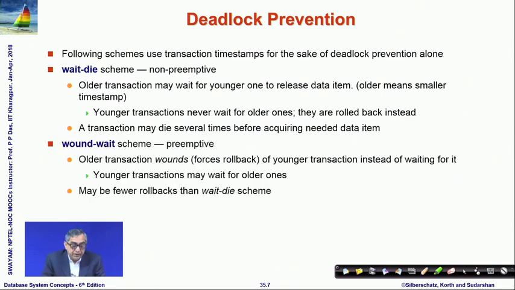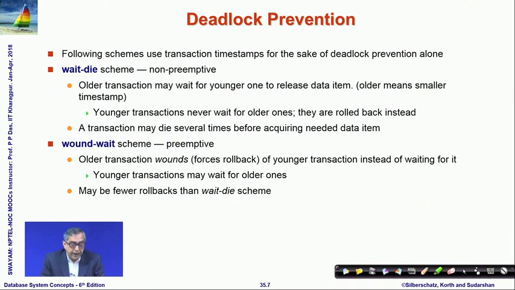The other is a preemptive scheme, which is called the wound-wait scheme, where the older transaction forces a rollback of the younger transaction instead of waiting for it. That is why this is preemptive. So, the older transaction is preempting the younger transaction and forces it to roll back, to abort, but the younger transaction may wait for the older one.